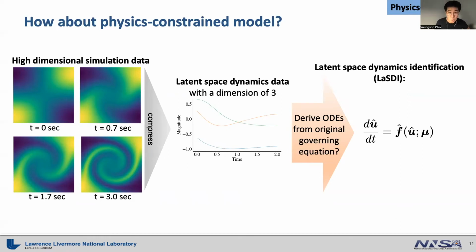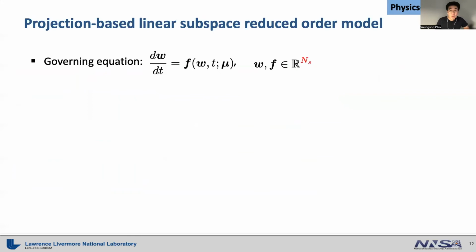To discuss that, let's go back to the page where I described the process of compressing high-dimensional data. Again, after the compression, you get the latent space dynamics data with a reduced dimension. The interpretable data-driven approach was to fit these data into a user-defined ODE. Well, instead, what if you derive a system of ODEs that describes the latent space dynamics data from the original governing equations? Is it even possible? The answer is yes. One way of building such a system of ODEs for latent space dynamics is given by traditional projection-based reduced order model.